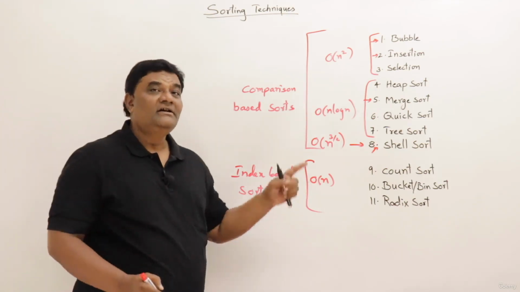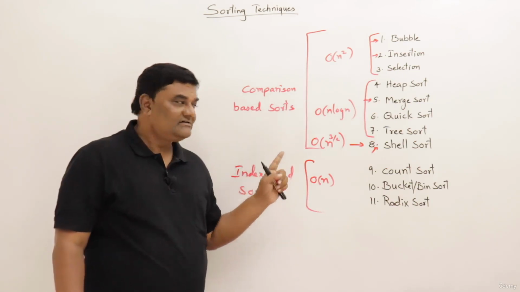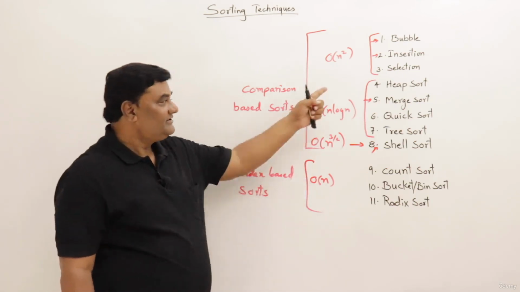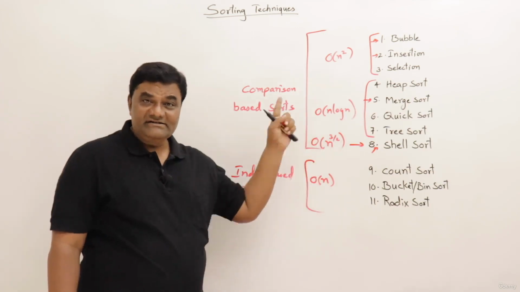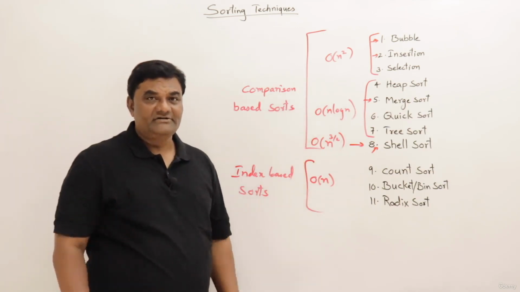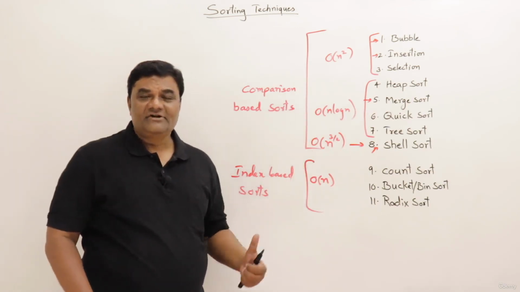I just wanted to show you that some are comparison based sorts and some are index based, some are n square and some are n log n. This categorization you must be familiar with. So that's all. We will be starting from bubble sort.